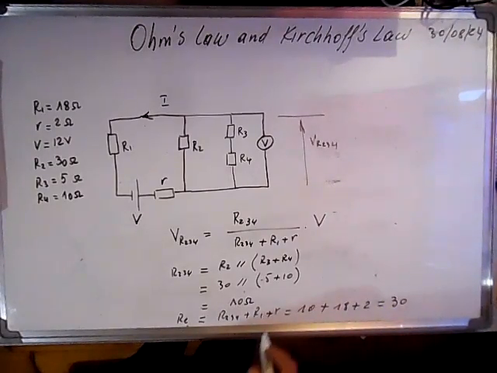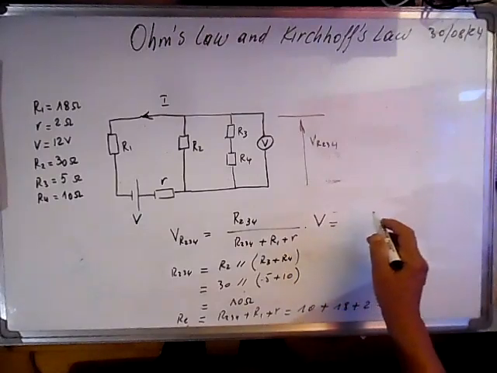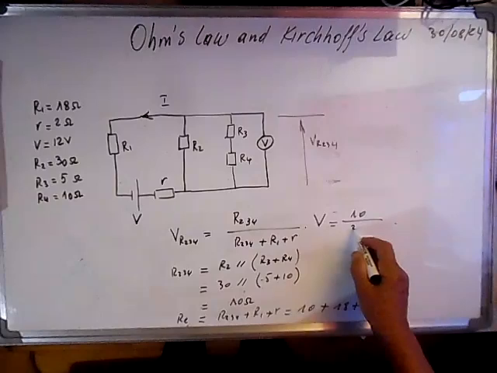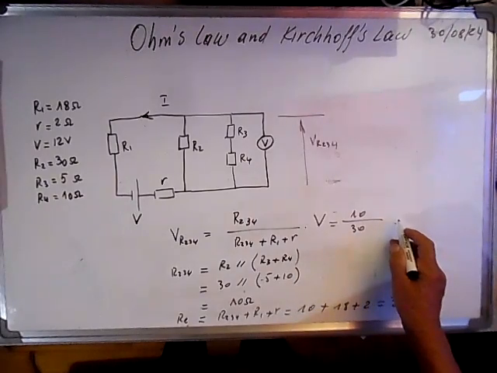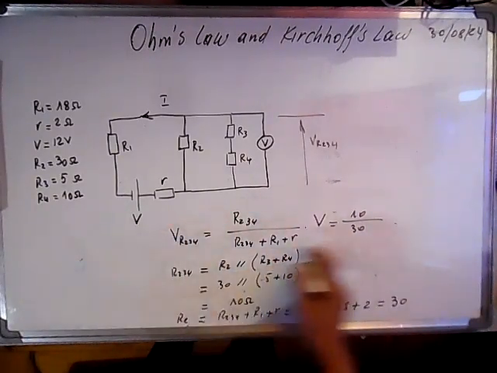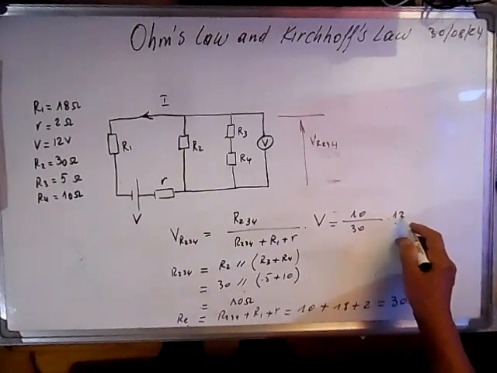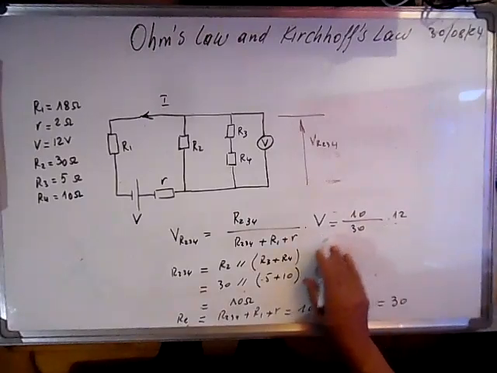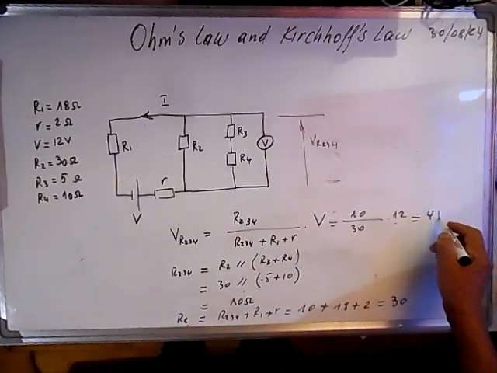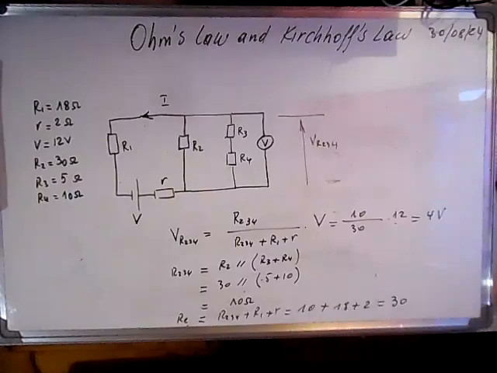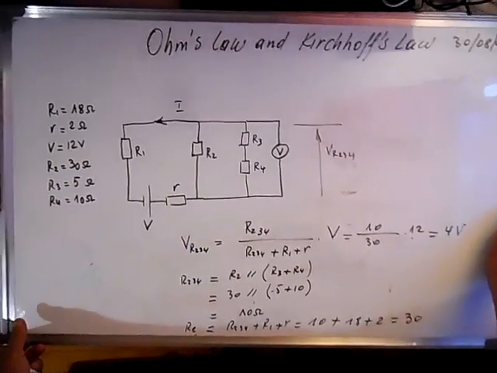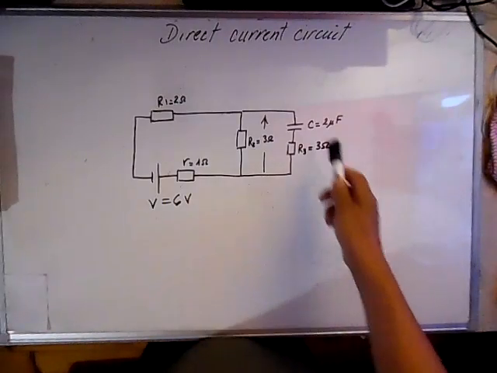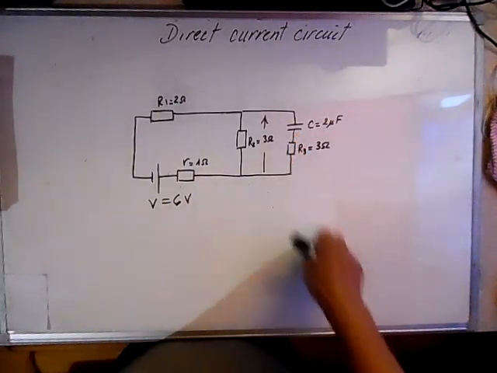And from this we can calculate this voltage, which is 10 over 30 times this voltage, which is 12. So it means 1/3, it means it's 4 volts. It's done. The second one is this exercise, and here we have to calculate the charge at this capacitor.